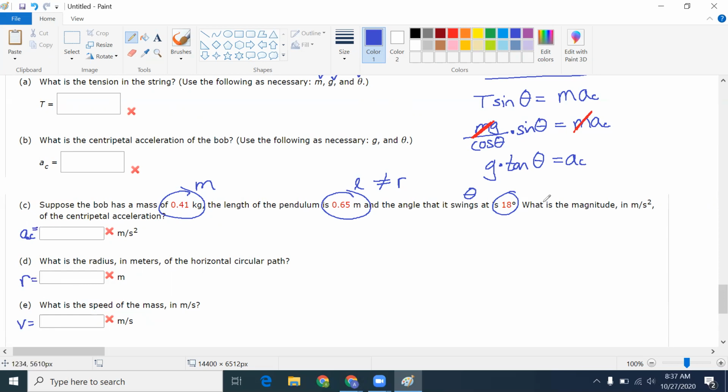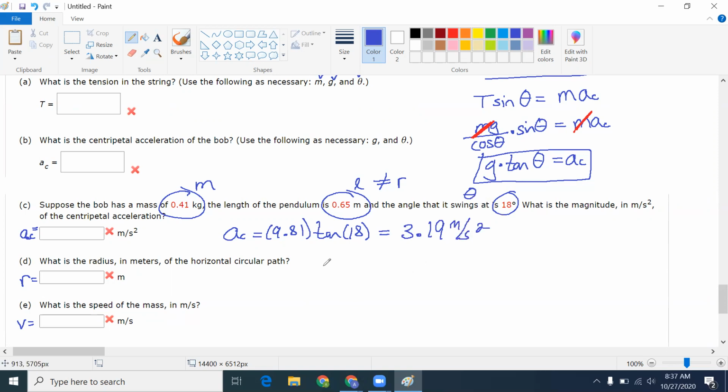So we already know an equation for the acceleration. We just solved that in part B. So the acceleration will be 9.81 times the tangent of 18 degrees. 9.81 by tan of 18 degrees gives me 3.19 meters per second squared.